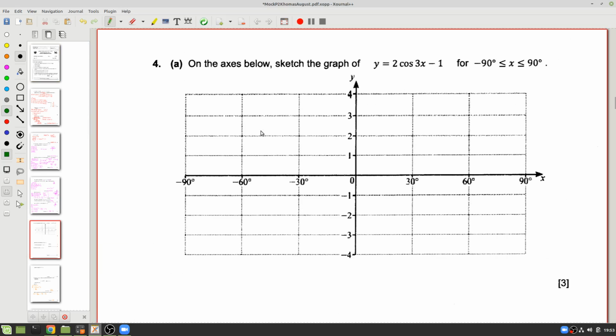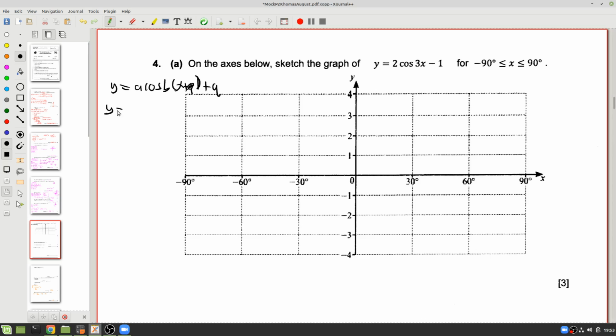On the axis below, sketch the graph of y equals 2 cos 3x minus 1 from negative 90 to 90 as indicated here. So the first thing I'm going to do is ask, what does my normal cos graph look like? We've got y equals a cos b(x plus p) plus q. In this case we've got everything except for the p value here.